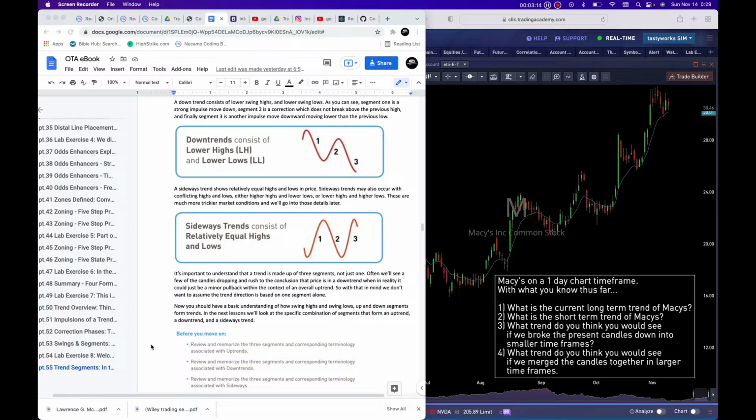Also, review and memorize the 3 segments and corresponding terminology associated with downtrends. And then finally, review and memorize the 3 segments and corresponding terminology associated with sideways trends.